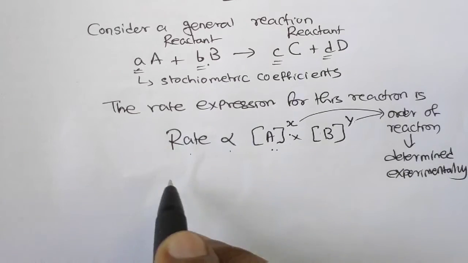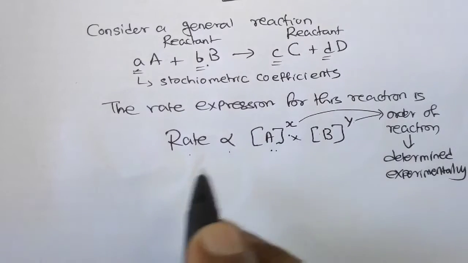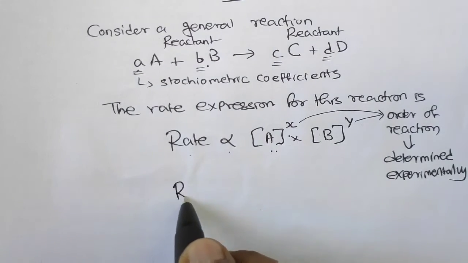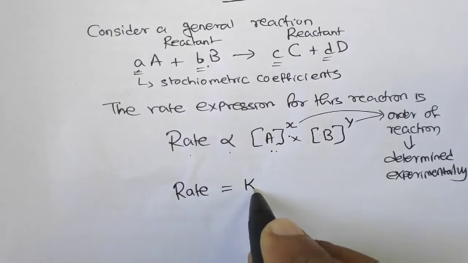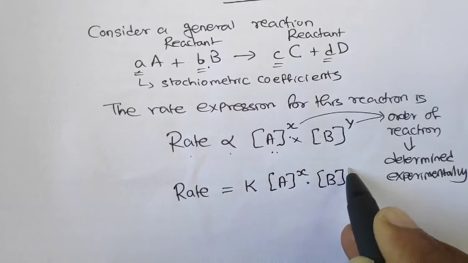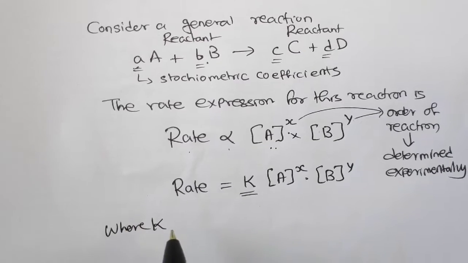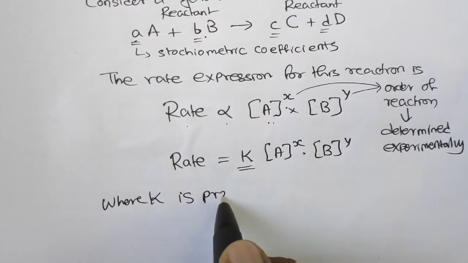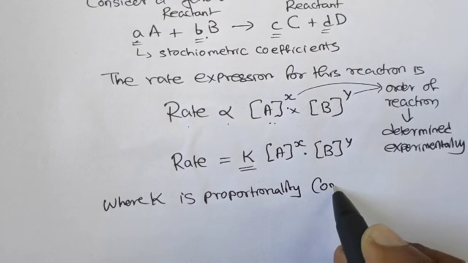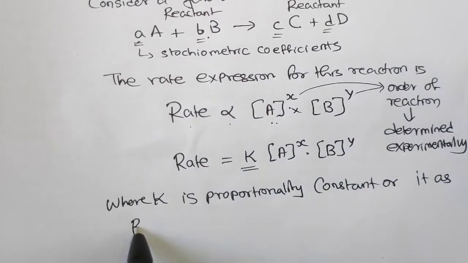So now you can see the exponents I have written here, x and y may not be equal to a and b. Now the above equation can also be written as rate is equal to k into concentration of A raised to x into concentration of B raised to y. Now what is k here? So we can write k, where k is the proportionality constant, or also you can write it as the rate constant.